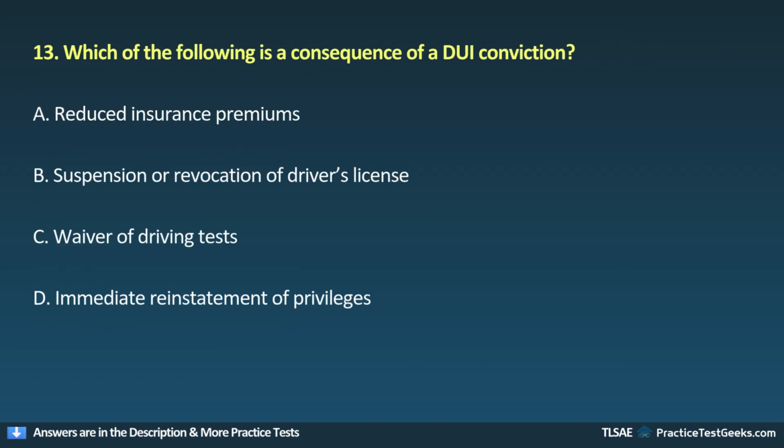13. Which of the following is a consequence of a DUI conviction? A. Reduced insurance premiums. B. Suspension or revocation of driver's license. C. Waiver of driving tests. D. Immediate reinstatement of privileges.